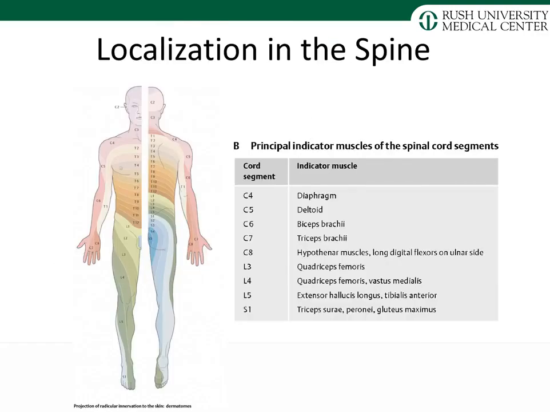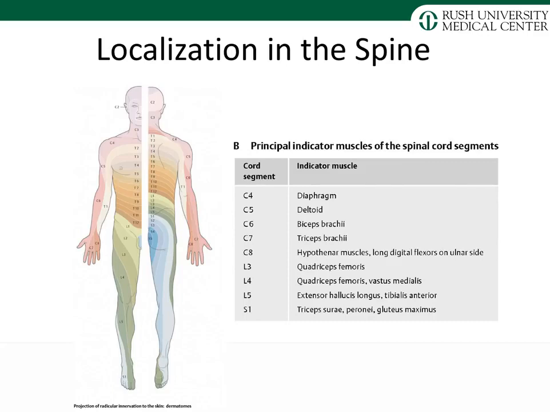So of course, when we're thinking about back pain and radiculopathy or other causes of back pain, we want to make sure that we think about our spine localization. You guys know these cord segments and indicator muscles because you've learned them all in your anatomy. But we want to refer back to both our sensory dermatomes and our muscle localization in order to pin down the problem, especially if you're ordering spine imaging.